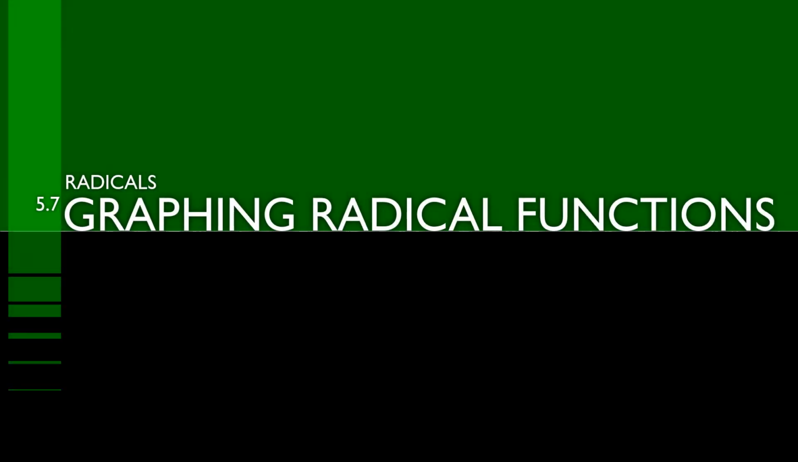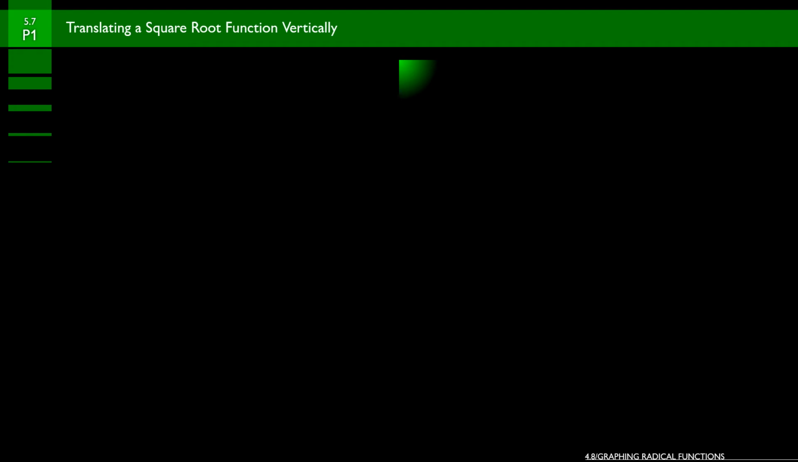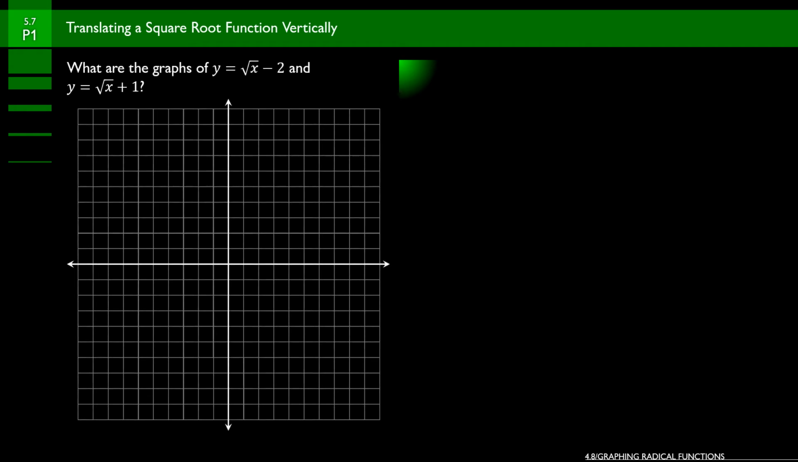In section 5.7, we're going to take a look at graphing radical functions. Before we get to the first problem, which is what are the graphs of y equals the square root of x minus 2 and y equals the square root of x plus 1, what I want to do is take a look at the parent function, which is y equals the square root of x.